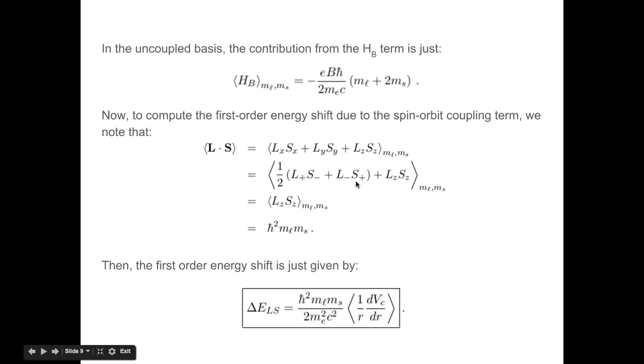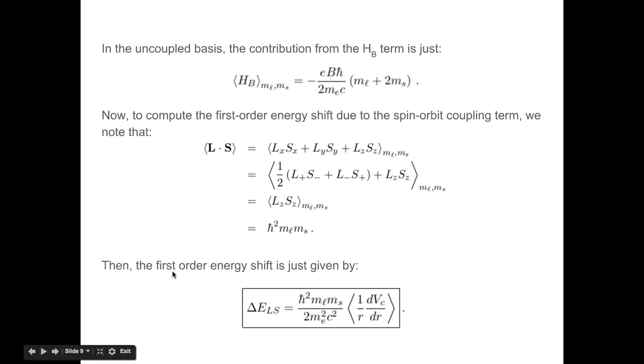And you know that this stuff is going to give you 0 contribution, right? Because it's an expectation value. So this S plus is going to try to raise this MS value, and then you would have two orthogonal states, and that would give you 0, right? And likewise for this S minus operator. So the only thing that survives is the LZ SZ term, and that thing is easy to compute in the uncoupled basis, right? It's just ML times MS.